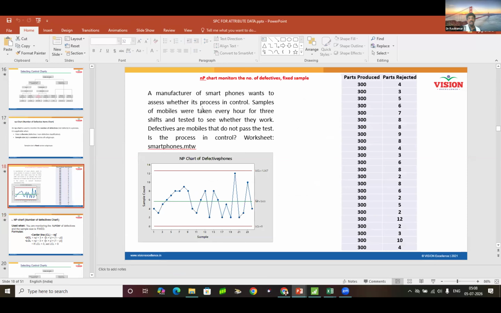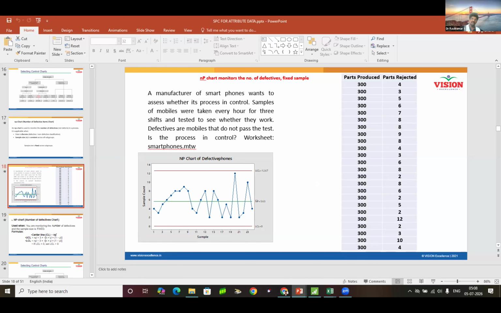So this is the data. A company which manufactures smartphones wants to assess whether its process is in control or not, that is, whether the variation is within the limit or not. Samples of the mobile phones were taken every hour for 3 shifts, and the number of samples collected is fixed. When the number of samples collected for inspection is fixed, you have to go for an NP chart, the number-of-defectives chart.